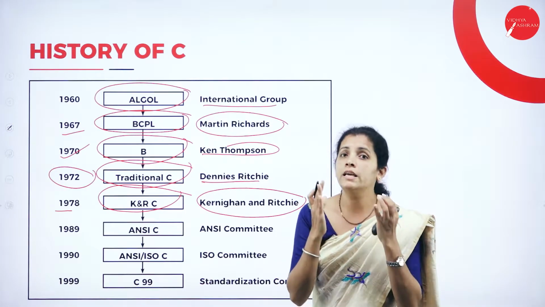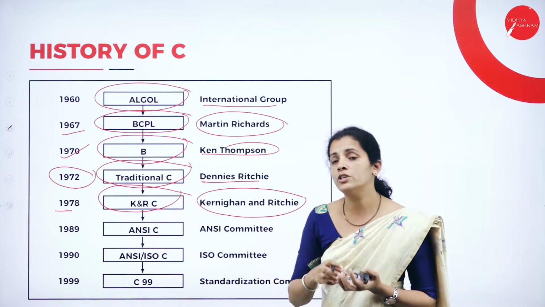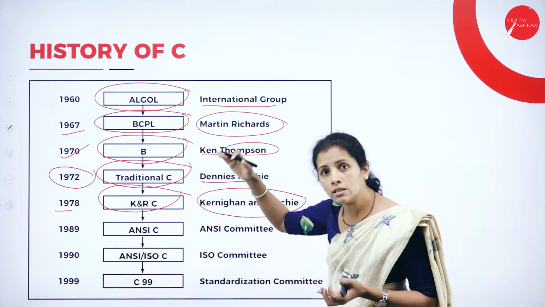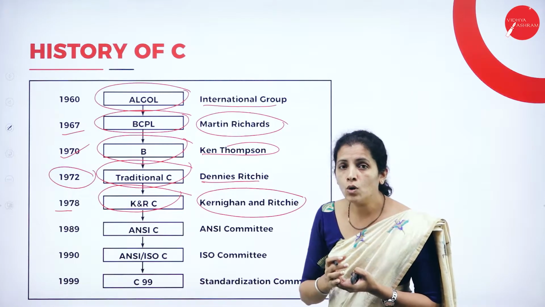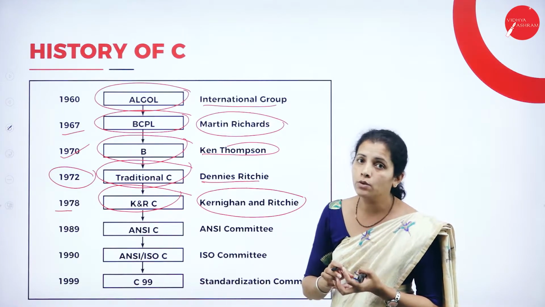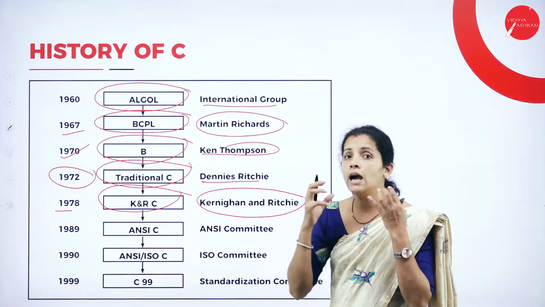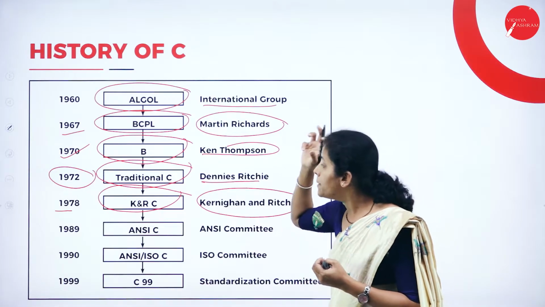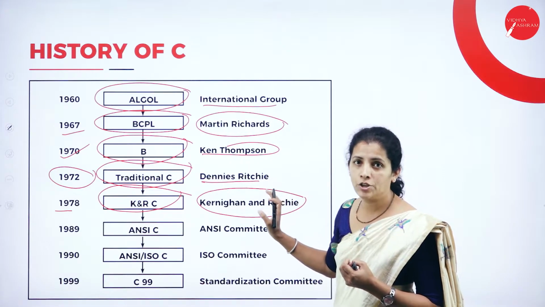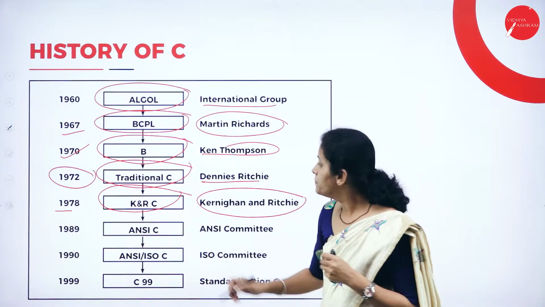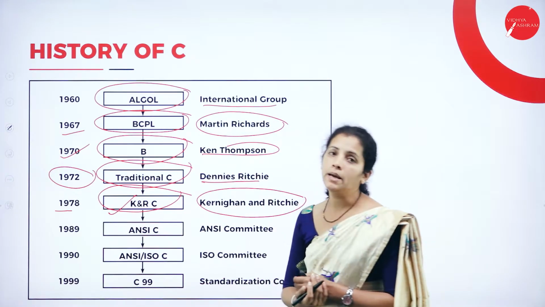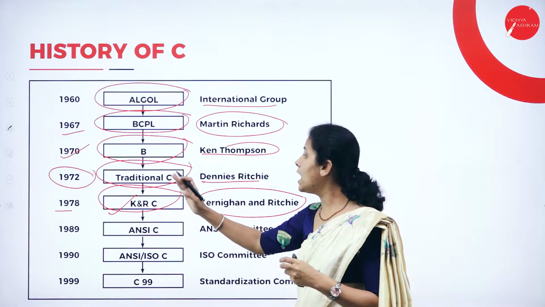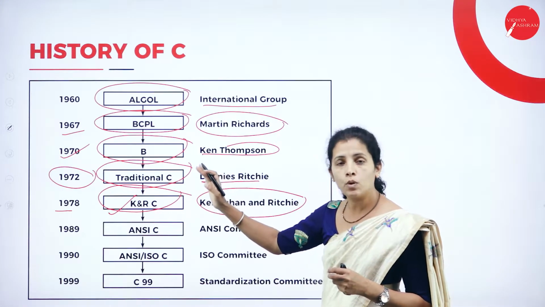In that book, they gave information about how to write a C program, what steps we need to follow, what instruction set we have, and how to compile and how to run. Everything was mentioned in the publication. From that year, it came into the picture. That means people started using K and R C.